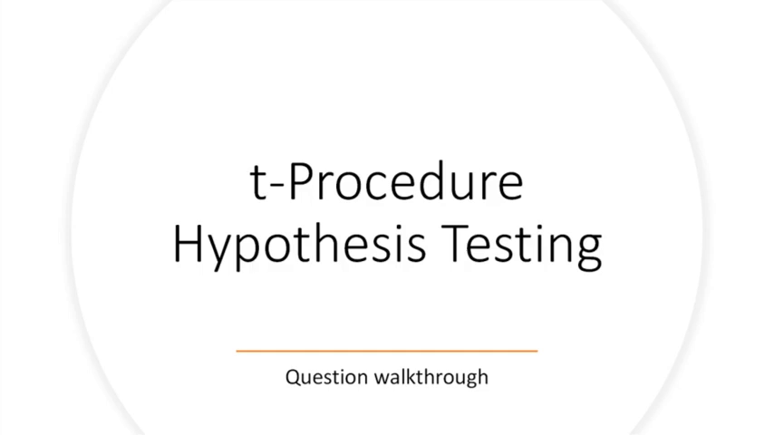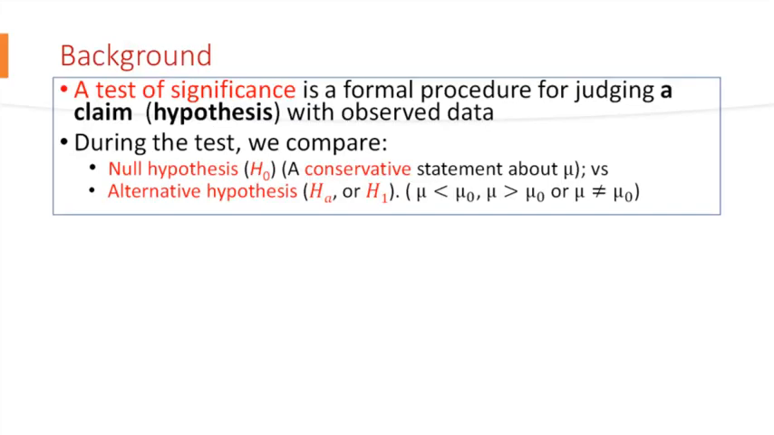Hi, in this video, we will go through how to approach a hypothesis test under the T procedure. A test of significance is a formal procedure that allows us to judge a claim or hypothesis using observed data. During this test, we compare two hypotheses. The first is the null hypothesis, H0, which is a conservative statement about the population mean, denoted as mu.